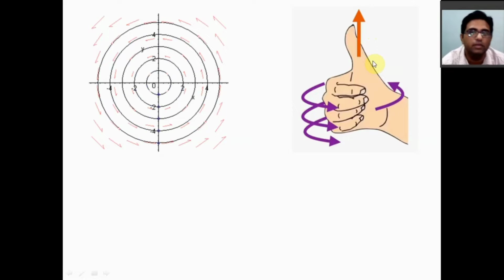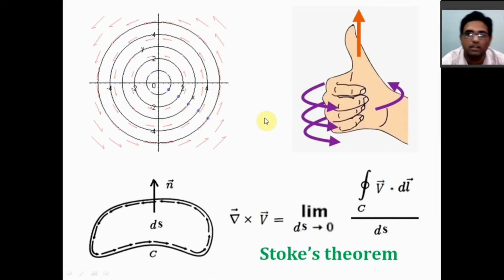Now if a vector field represents the flow velocity of a moving fluid, then curl is the circulation density of the fluid. Now to quantify the curl of any vector field which is rotational in character, let's consider a small closed loop. Here the arrows are indicating the direction of the vector field and this closed loop forms a small open surface area, that is ds, and n cap is the normal direction of this surface.